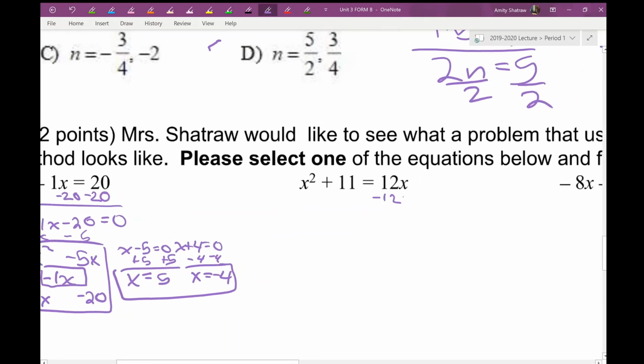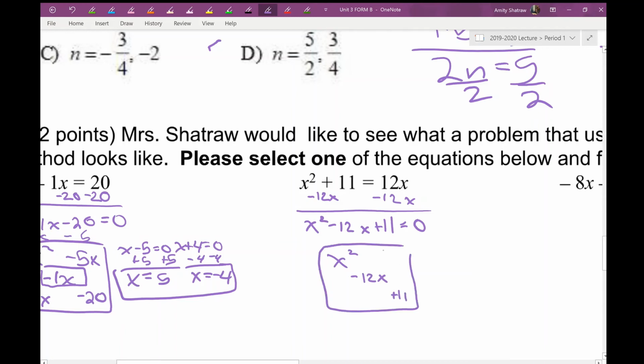I'm going to minus 12x from both sides. I have x squared minus 12x plus 11. That equals 0. I'm going to put it into my boxes, x squared minus 12x plus 11. And there's really only two options when you're multiplying to get 11. It must be 11 and 1. And I think both of them are negative, because that's how I'll get a negative 12x. So this is x minus 11, and this is x minus 1 as my two factors. X minus 11 equals 0, so x equals 11. And x minus 1 equals 0, so x equals 1. Those are my two answers to this problem.